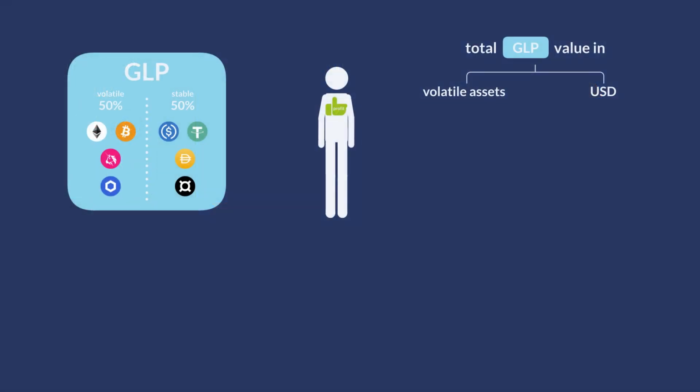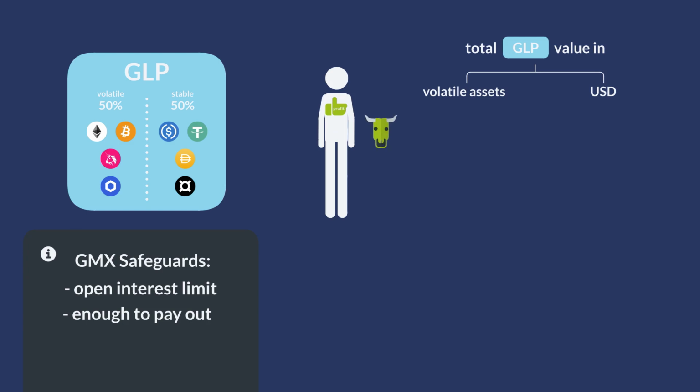In summary, GLP's holdings consist of 50% volatile assets and 50% stablecoins. While our examples assume full 100% utilization, GMX has safeguards in place to prevent the pool from being completely drained. Therefore, GLP always has enough funds to pay out traders. When traders go long, GLP lends out volatile tokens and retains the stablecoins. If the lent tokens appreciate in value, the trader benefits, but GLP's volatile assets decrease in number. However, the net USD value remains the same.